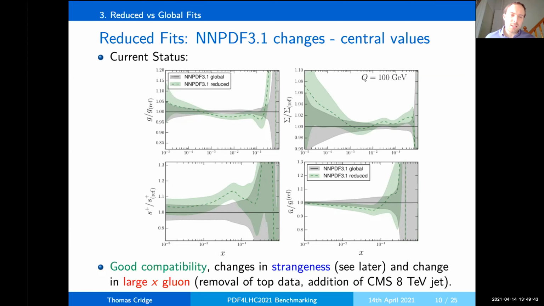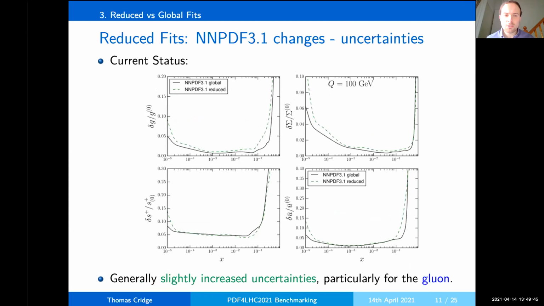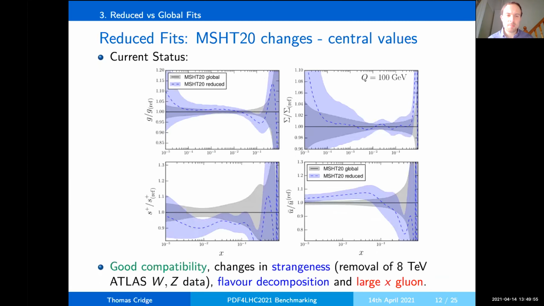So moving on again, you can see the NNPDF 3.1 uncertainties for the reduced fit relative to the global fit. Again, there's generally slightly increased uncertainties, particularly for the gluon, for example. Finally, the same comparison for MSHT is on this slide now. You can see the MSHT20 reduced fit in blue relative to the global fit in gray. Again, we're seeing good compatibility.